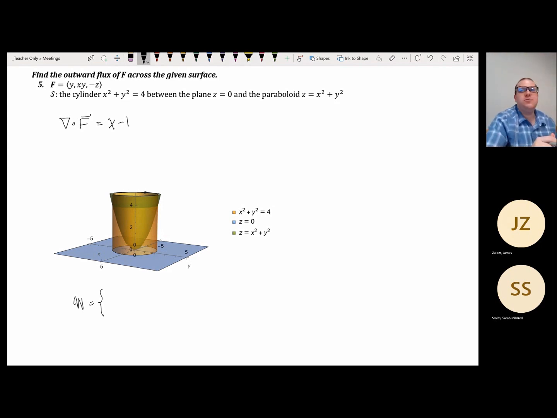How do you want to describe this? Do you want to describe it rectangularly, cylindrically, or spherically? The answer is obviously cylindrically. Let's start with Z. So the height goes from 0, right? To the paraboloid.